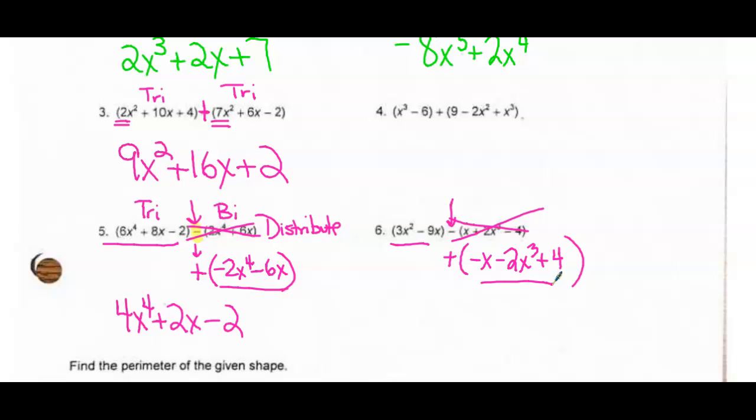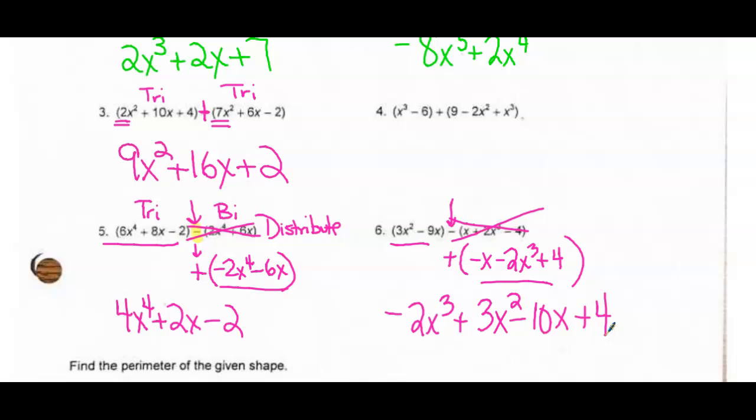So, add like terms. Negative 2x cubed is going to come first, because it's by itself, and 3 is the highest degree. Plus 3x squared, minus 10x plus 4. I'm going to throw a wrench in here.